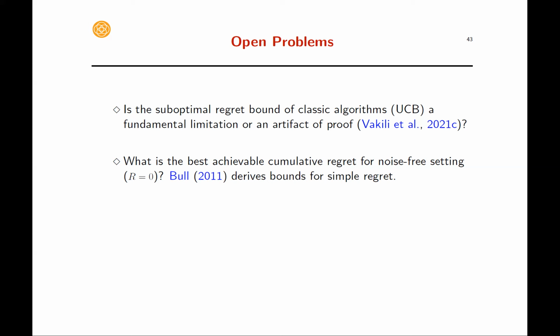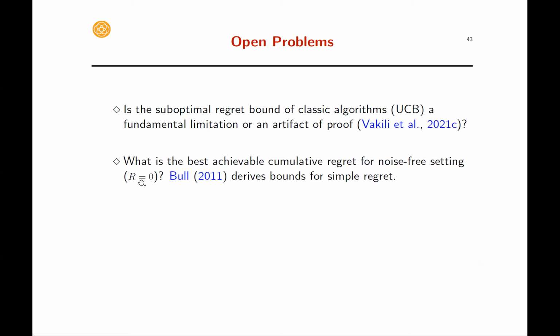Another interesting problem, which probably has more academic value, is: what is the best achievable regret for the noise-free setting? This is also a very interesting problem. This 2011 paper derives regret bounds for simple regret in the noise-free setting. But we still don't know what is the best we can do in the noise-free setting. By noise-free, I mean let's say we have sub-Gaussian noise and we set the parameter to 0. So basically, for each point that we select, we see the exact function value. What is the best regret performance that we can have?